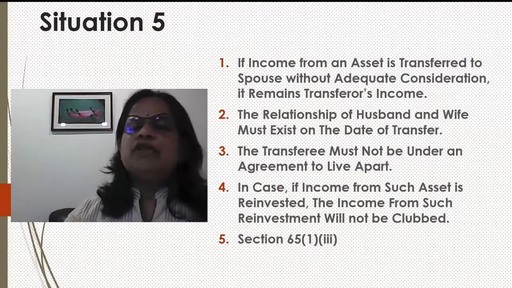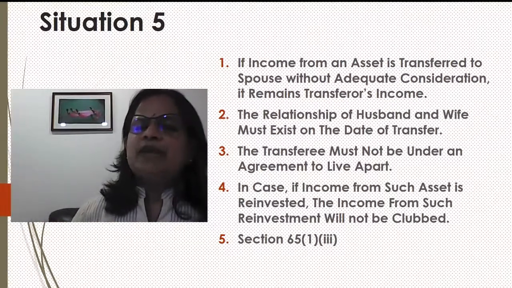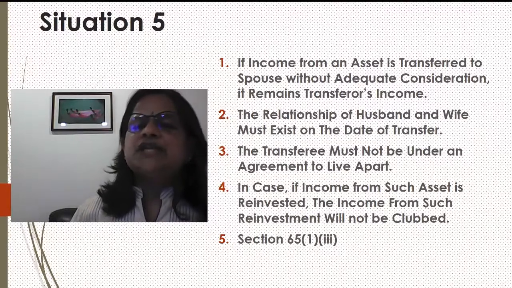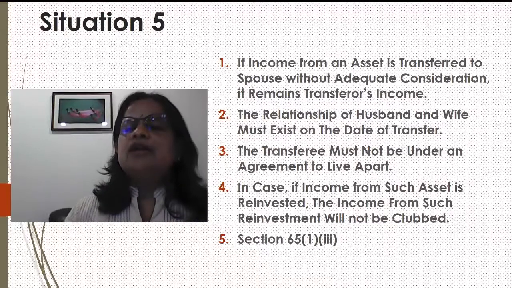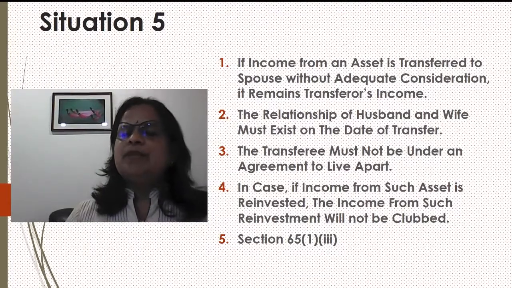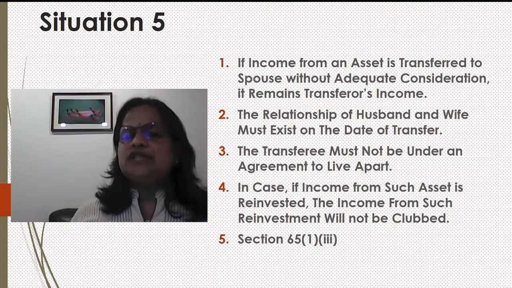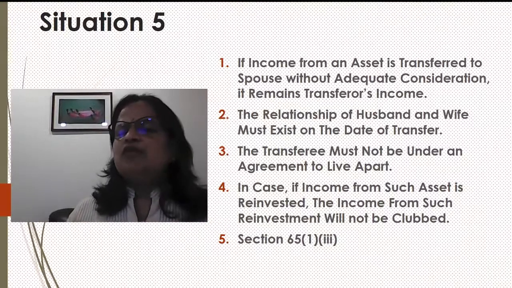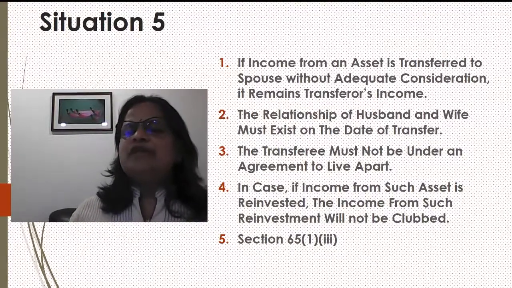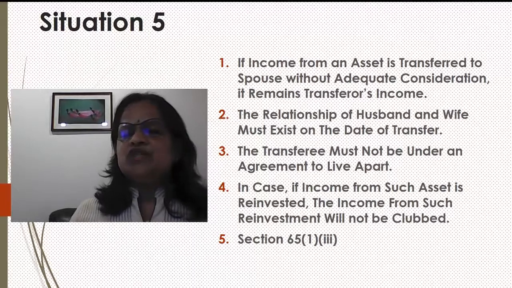Now, situation 5: if income from an asset is transferred to the spouse without adequate consideration, it remains the transferor's income. Say, for example, in a marriage, when the marriage is still valid, that means husband and wife are still continuing and not living apart. Living apart will always be with a divorce agreement or a separation agreement. So if they are together and continuing as husband and wife, usually transfers happen between husband and wife. We have seen that husband and wife can transfer their assets.